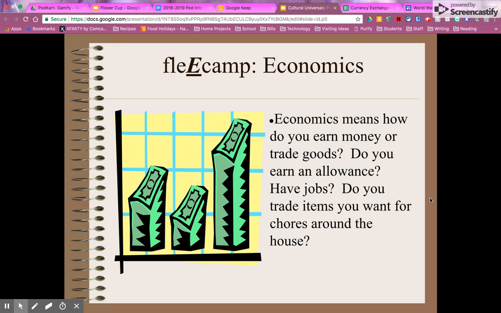So how do you earn money or how do you trade goods? So for example, I might say, I can help you with your math homework if you help me with my spelling. That's an example of economics. Do you have an allowance? Do you have a job? Do you mow lawns? Do you do chores around the house? Write down some ways that economics influences your life.